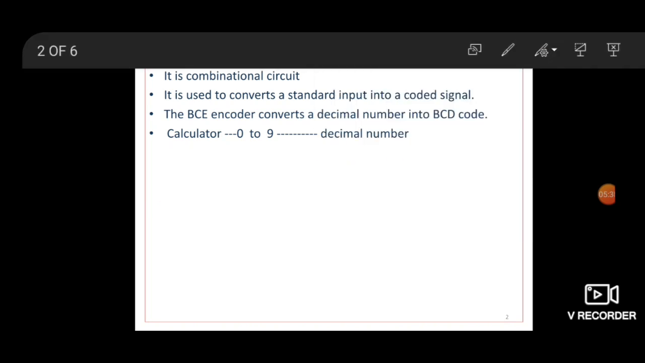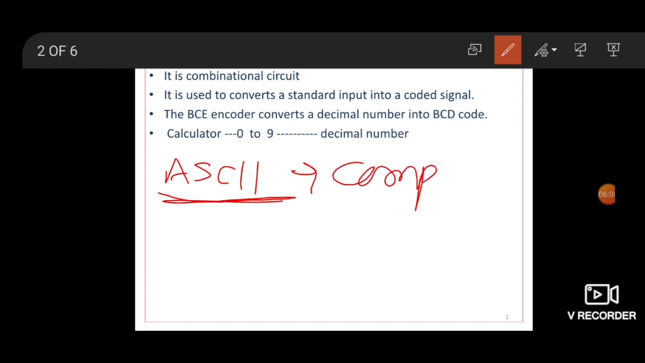Same as in computer also, we are using the keyboard. What is the function of keyboard? Keyboard is used to give the input data to the computer. So the keys which are present on the keyboard, which code are they using? ASCII code. Okay, they are using the ASCII code. This ASCII code is used in the computer system.